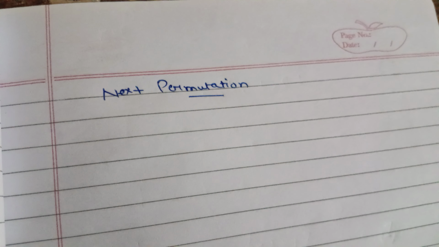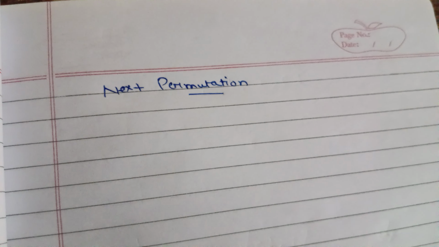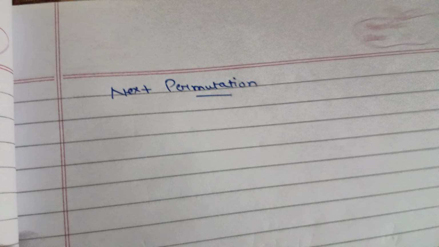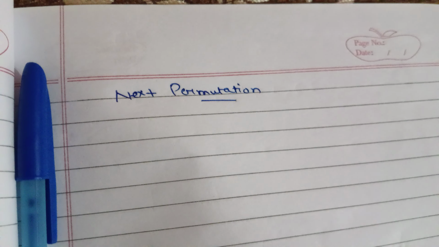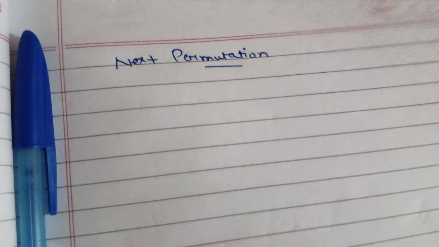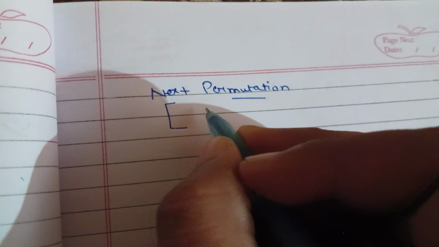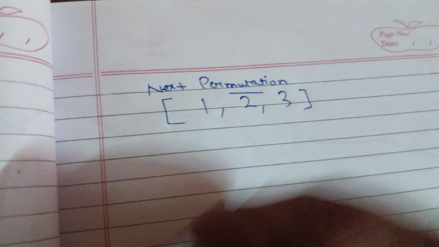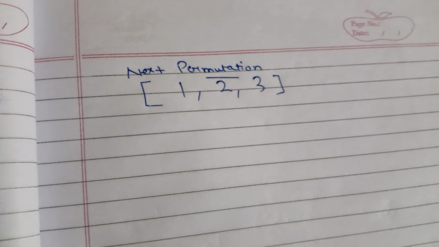So hi everyone, this is the question Next Permutation from the LeetCode problem number 31. So how would we solve this question? Let's say we are given an array like 1, 2, 3. What is its next permutation?